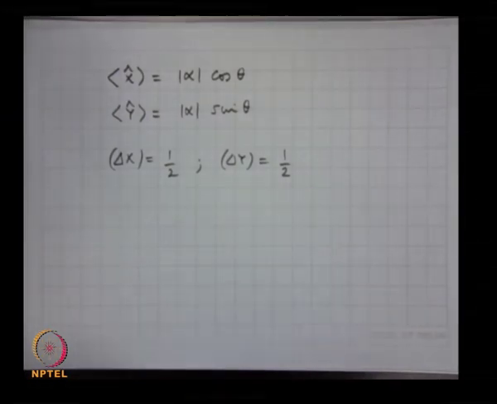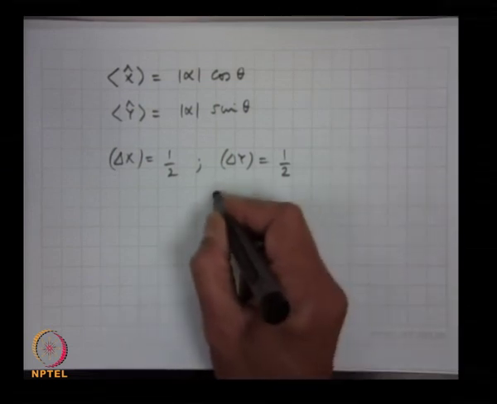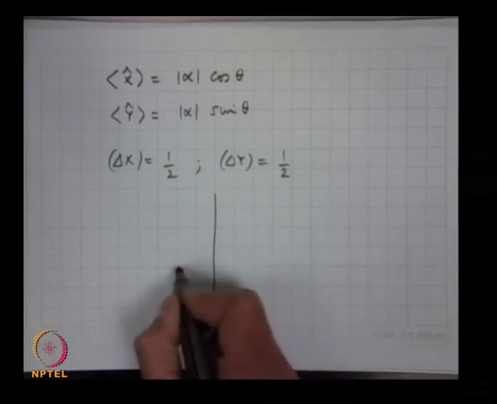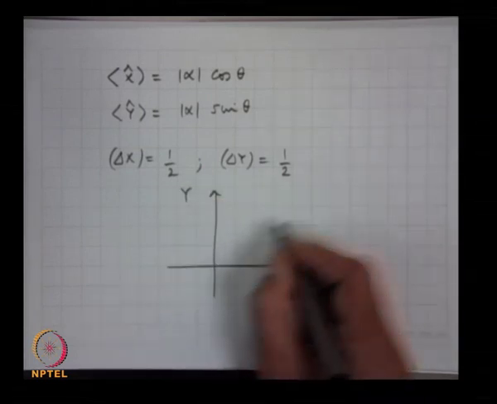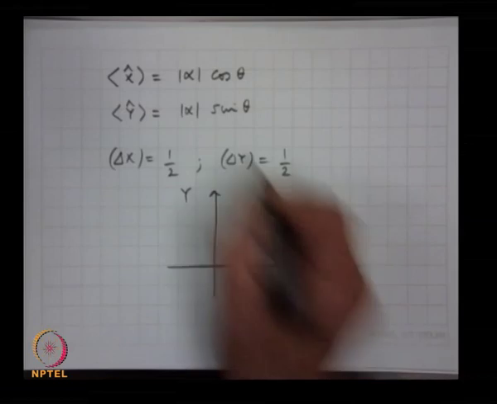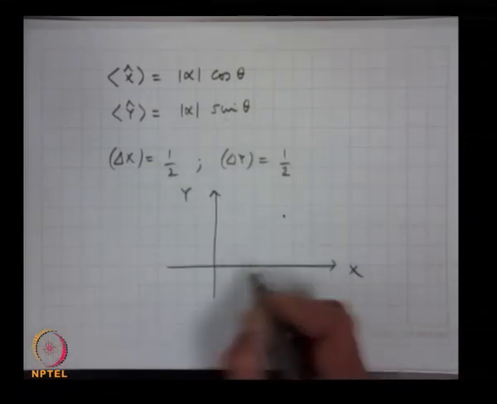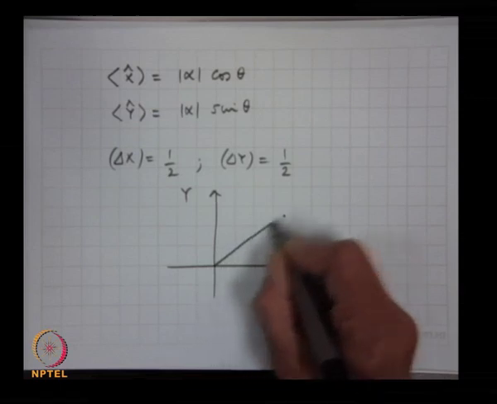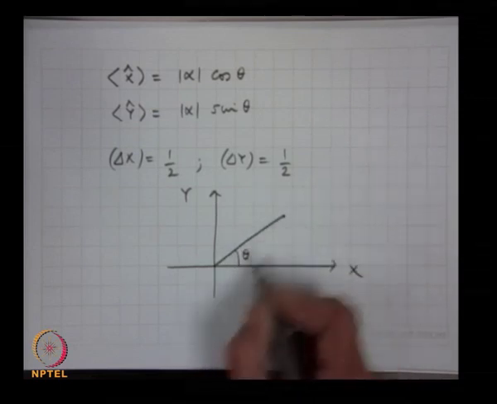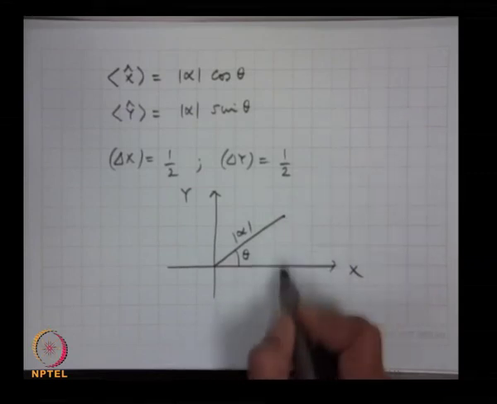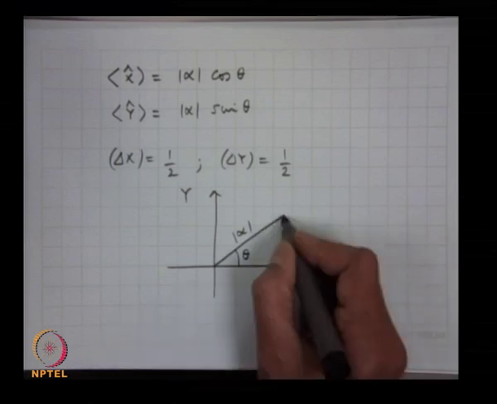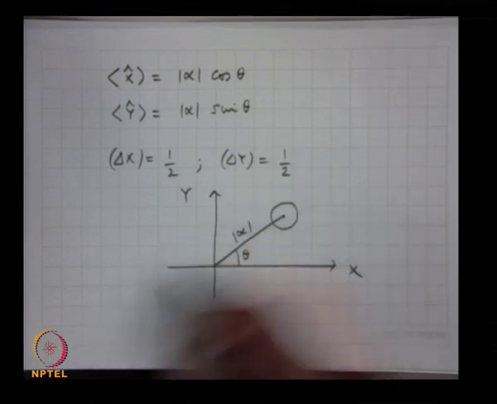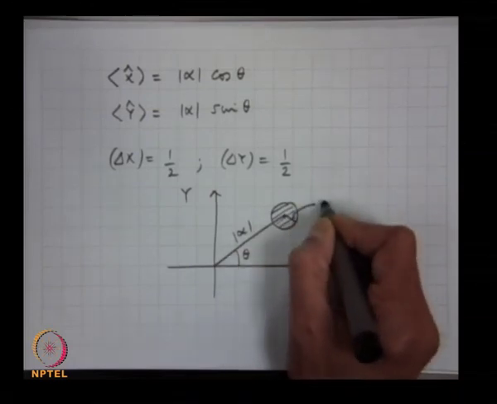So, using these quantities, I can draw the phasor diagram corresponding to a coherent state. This is x, this is y. So, I put a point corresponding to the expectation value of x and y. So, this angle, if I join this line, this angle is theta, and this distance is mod alpha. So, the expectation value of x is mod alpha cos theta, expectation value of y is mod alpha sin theta, and there is an uncertainty around this point, and this radius is half.